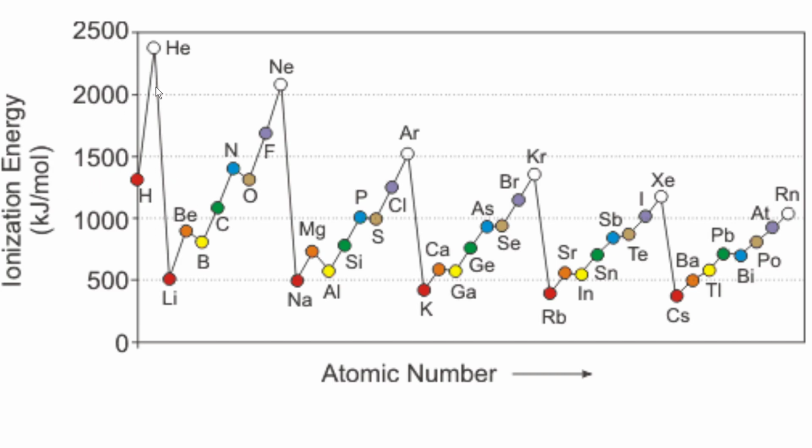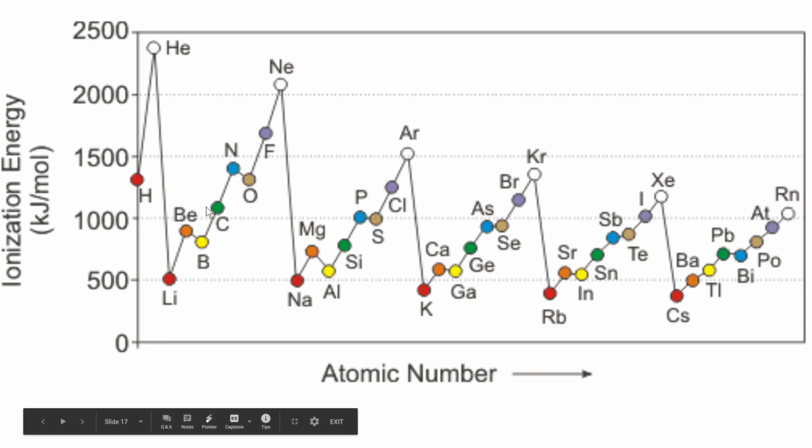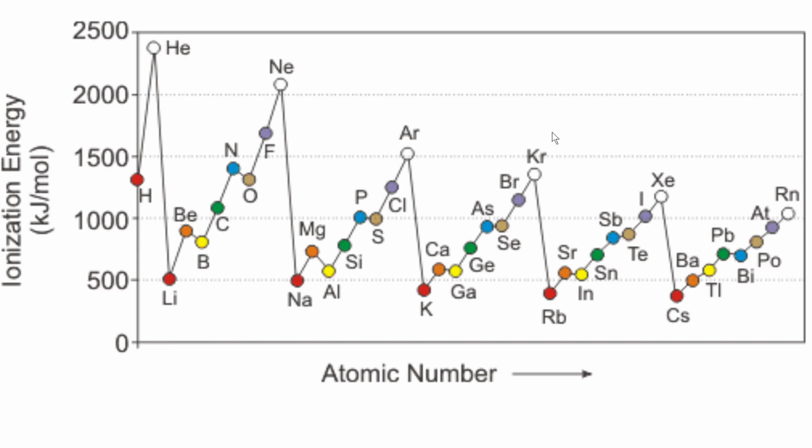So we're interested in the trend, and let's try and see some things. First off, what takes the most energy to remove? Which atoms take the most energy to remove an electron from? As you can see, it's these white atoms up here: the helium, the neon, the argon, the krypton, the xenon, the radon, because these are our noble gases.